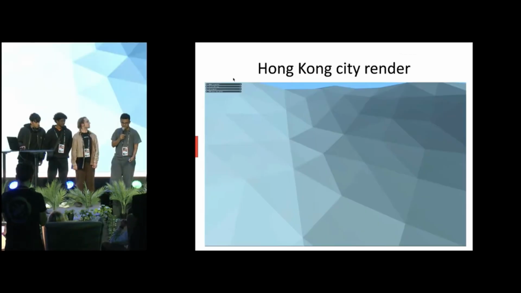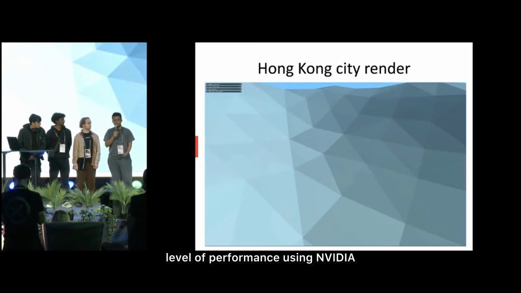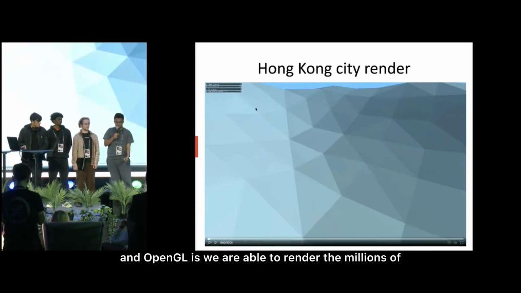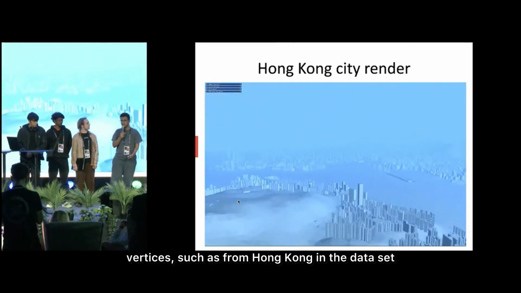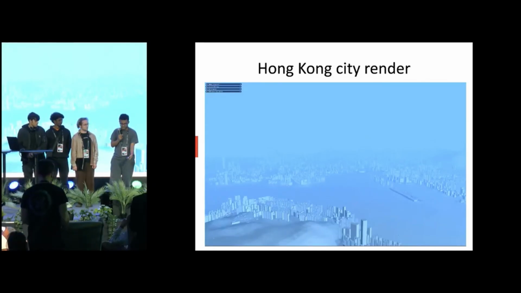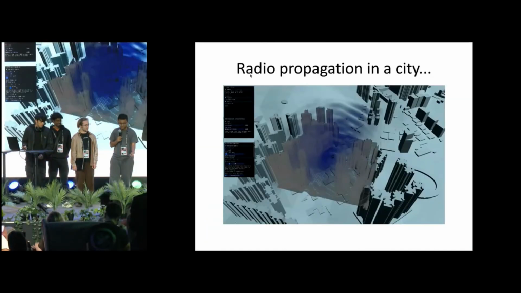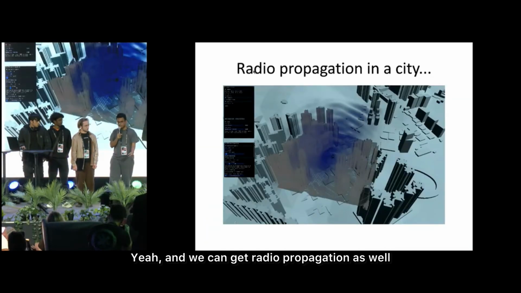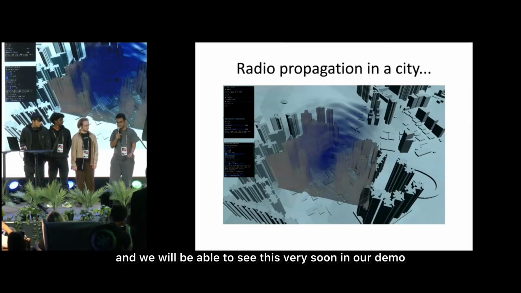If we go next. And yeah, another benefit of having this level of performance using NVIDIA and OpenGL is we are able to render the millions of vertices, such as from Hong Kong in the data set. Next. Great. Yeah, and we can get radio propagation as well. It is accurate to real-world Maxwell simulations, and we'll be able to see this very soon in our demo.